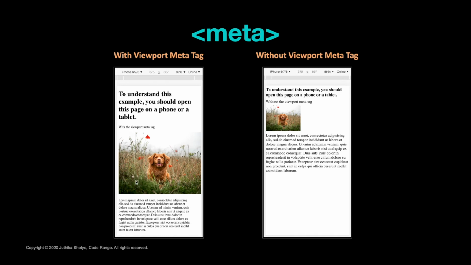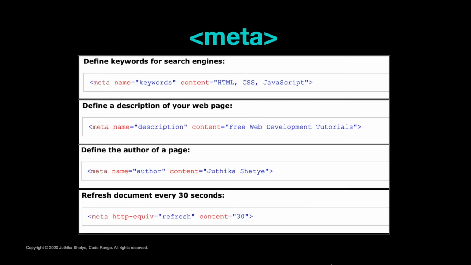As you can see, the example on the left with the viewport meta tag looks much better than the one on the right where the viewport is missing. I have put the link to these web pages and their codes in the description below, and I highly recommend you all to check it out and see the difference for yourselves on your mobile phones. Meta tag can also contain many more attributes and values other than the charset and viewport. Some of them are keywords, which define keywords for search engines, and description, which defines a description of the content of your web page. And we might use some of these in future classes.